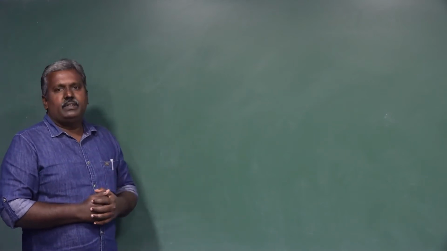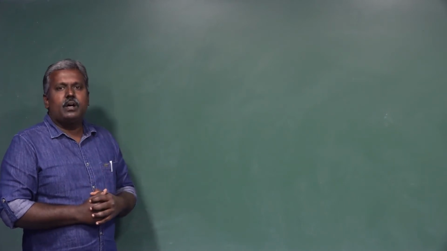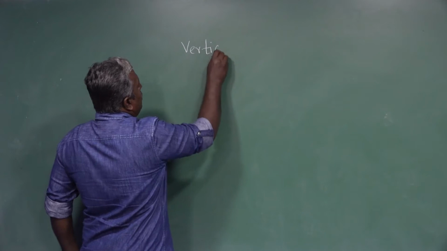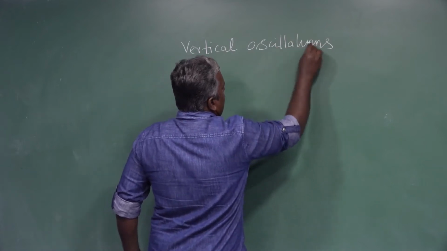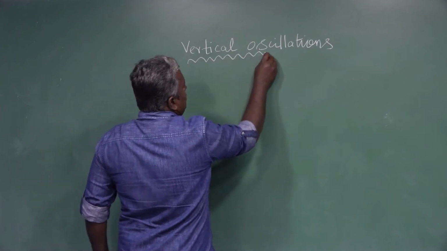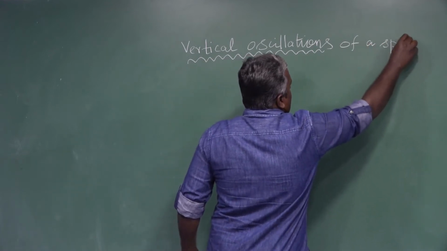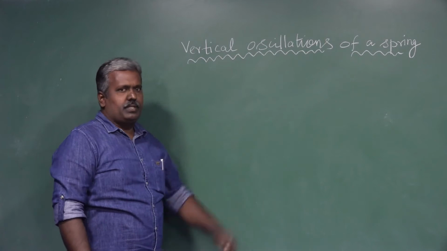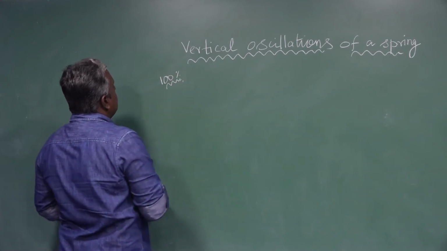Now we are going to discuss one of the famous and repeated, 100% important 5-mark questions. Okay, that is vertical oscillations of a spring. Famous and interesting question this. 100% repeated question. Okay. Five mark.